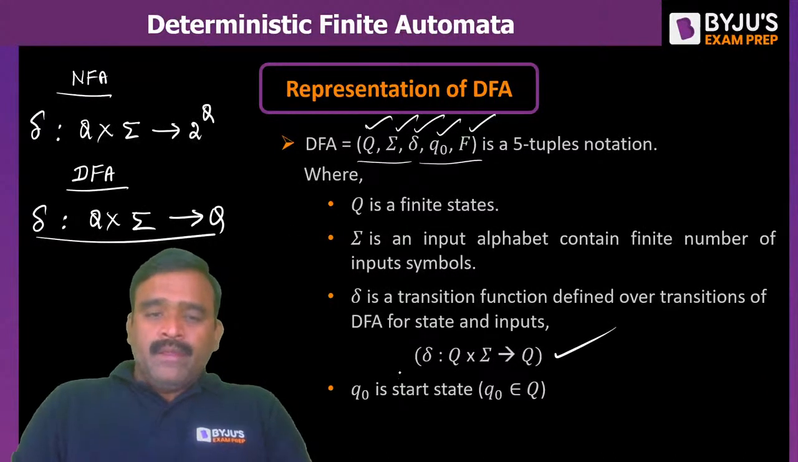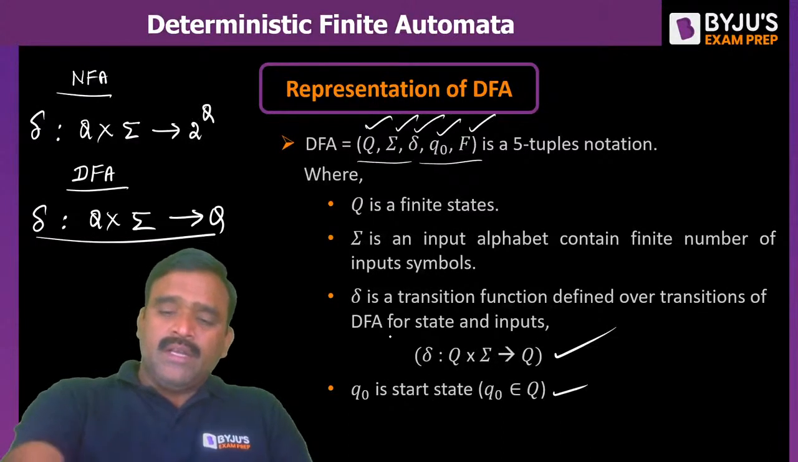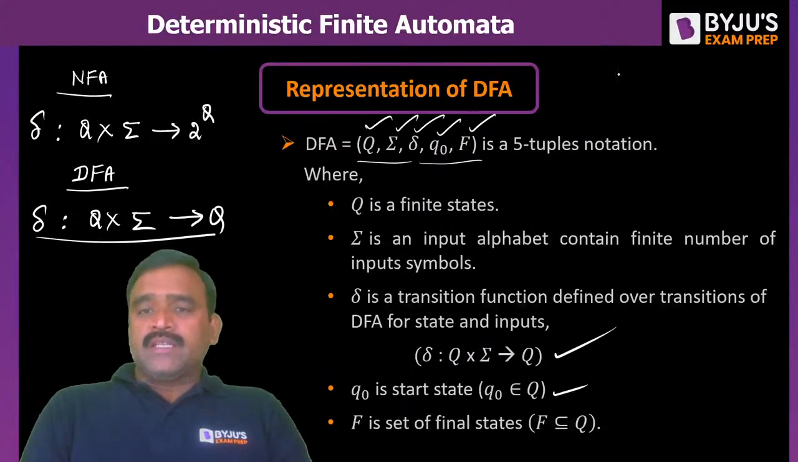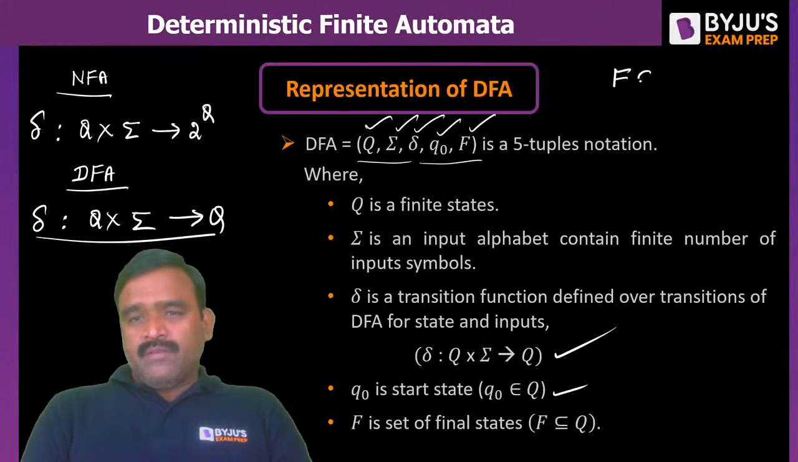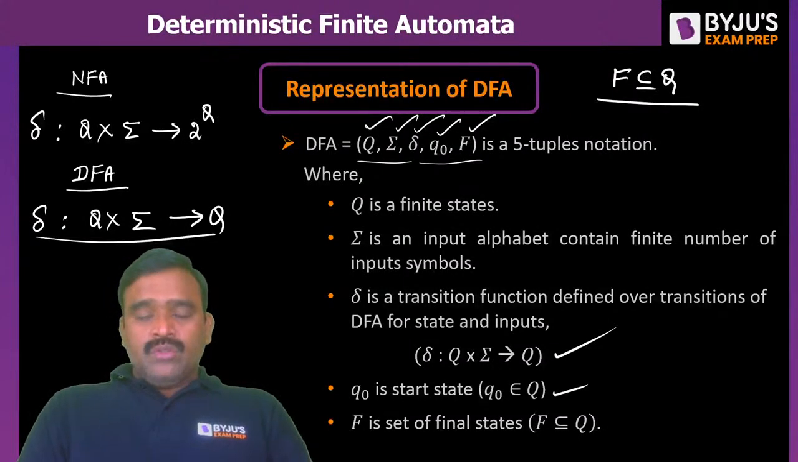And q0 is the starting state, which is a member of the set of states, and F is the set of final states. So F is a subset of the set of states. That means all the states can be final or some of the states can be final. So there can be a final state in the finite automata, which is to accept the strings.